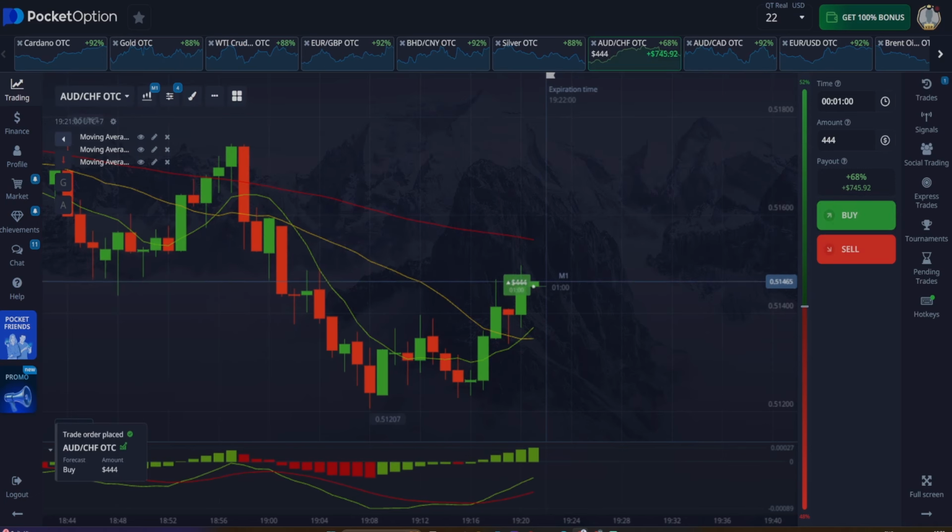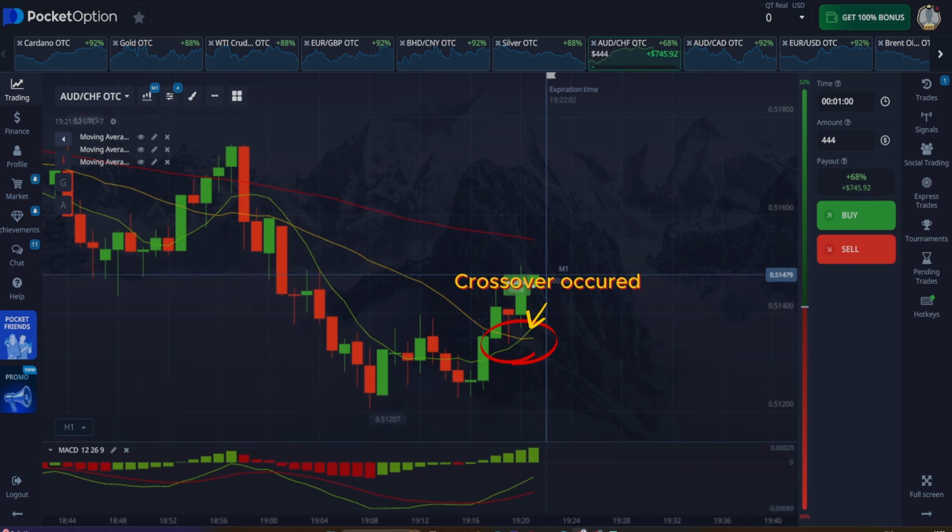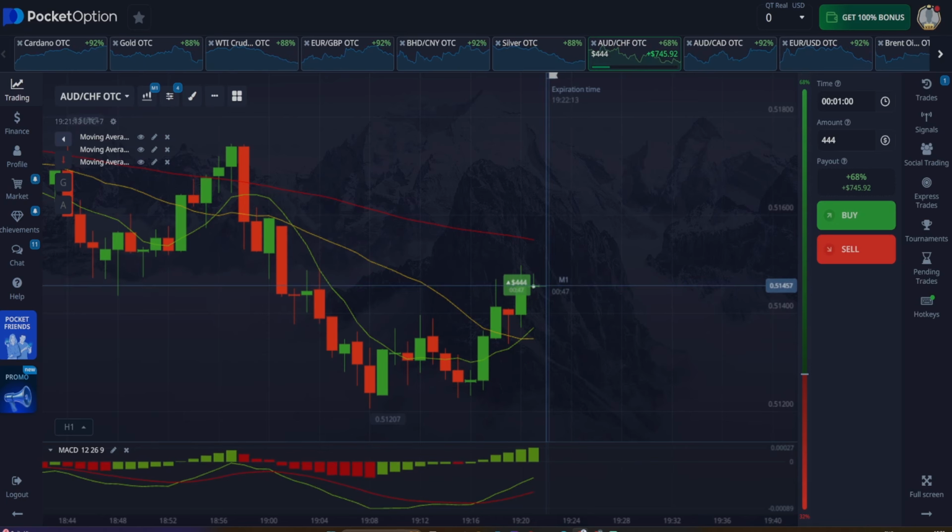I'm taking a buy position because the moving averages are giving a bullish signal. The fast moving average has just crossed above the slow moving average, which indicates that the trend is shifting upward and buyers are taking control of the market.